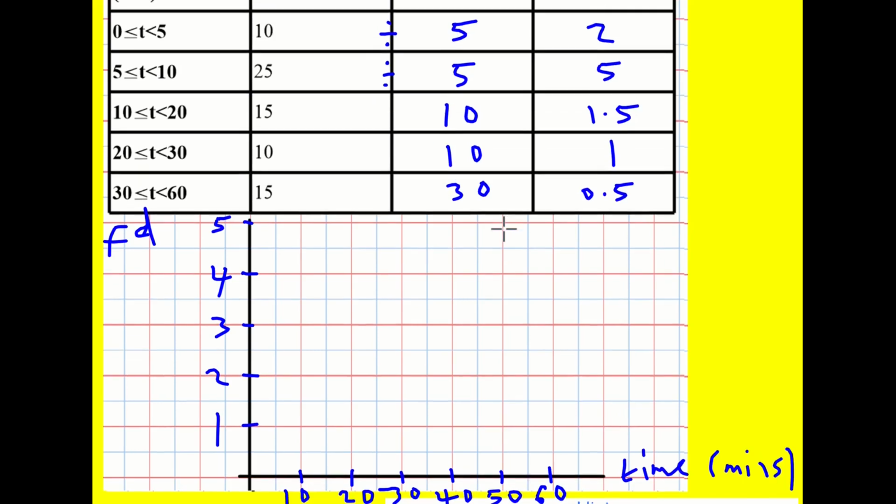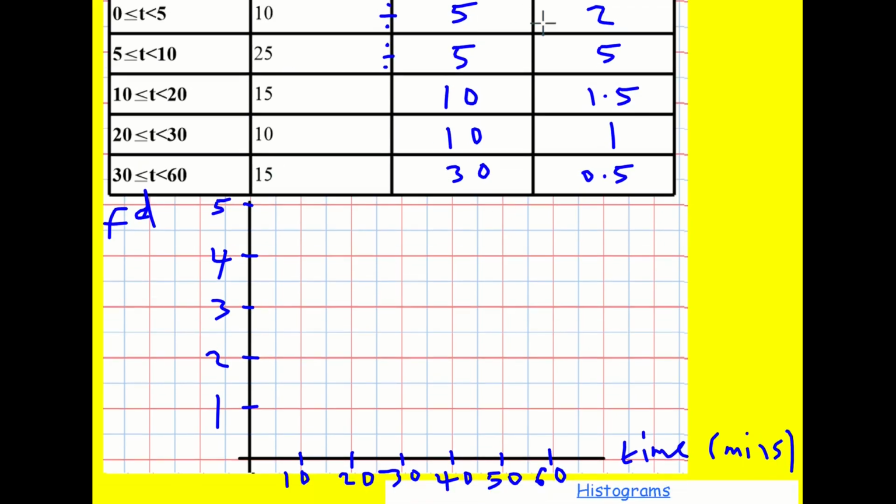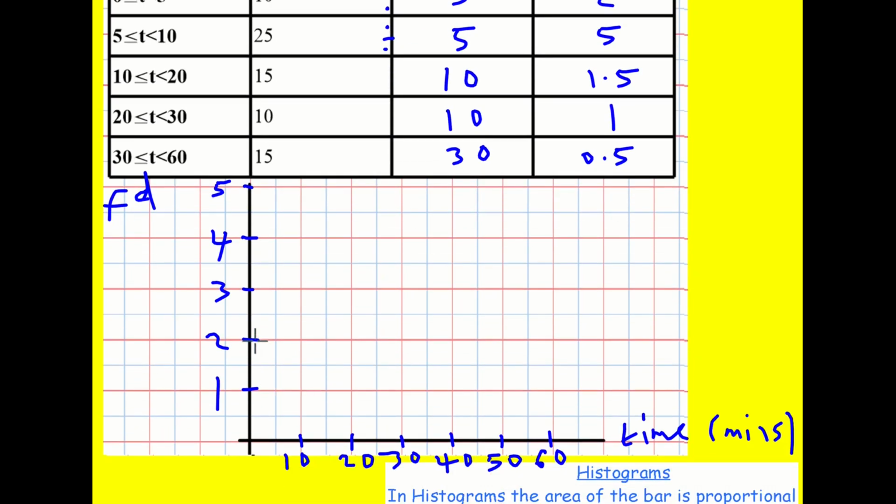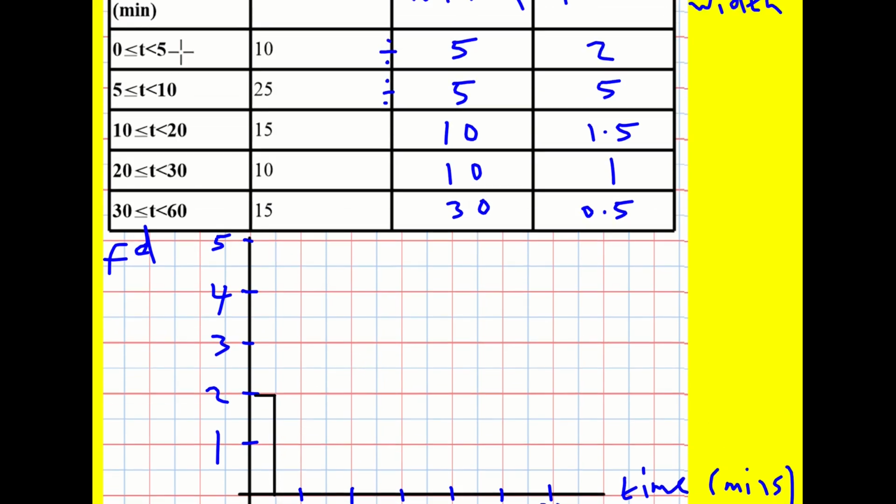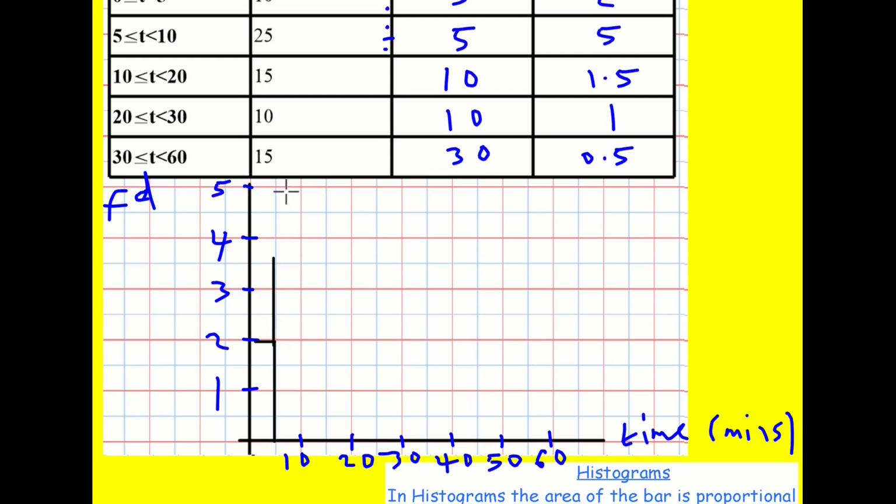Okay, brilliant. So 0 to 5 is a frequency density of 2. Five to 10 is 5. Then it's 1.5, 10 to 20. Then 1. And finally 0.5. And we've sorted this one out.